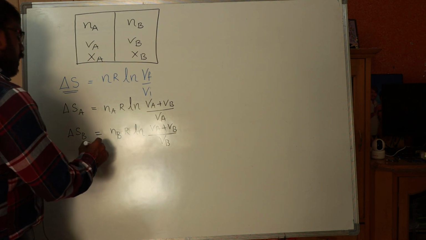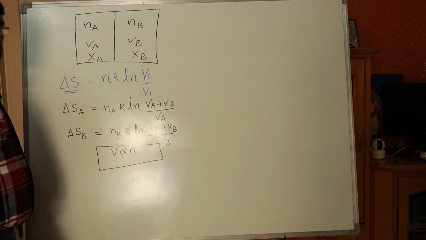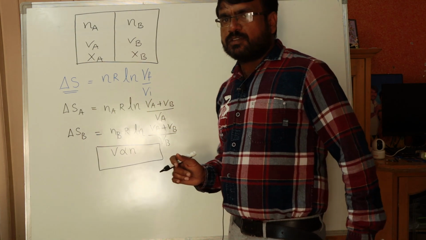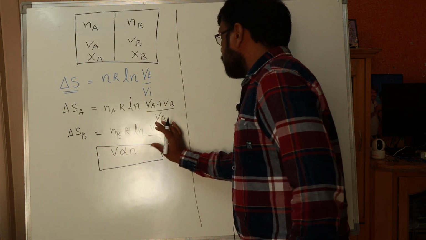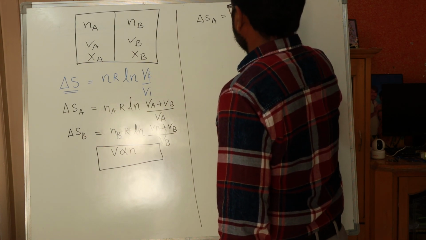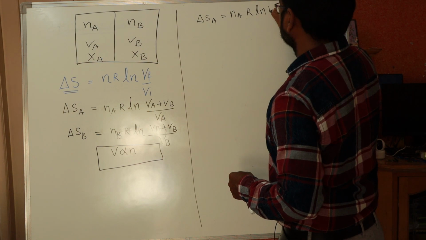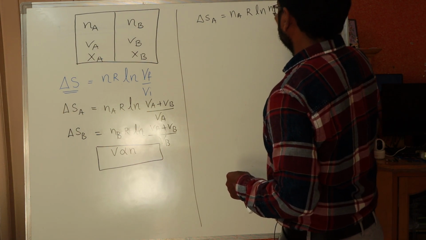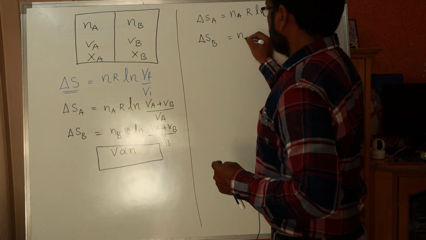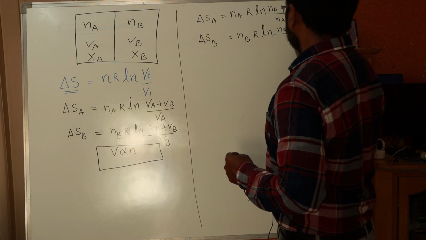As you know, according to Avogadro's law, volume and number of moles are directly proportional to each other. So we can convert this equation: delta Sa is equal to Na R ln, and in place of volumes I substitute number of moles, (Na plus Nb) by Na. Similarly, delta Sb is equal to Nb R ln (Na plus Nb) by Nb.